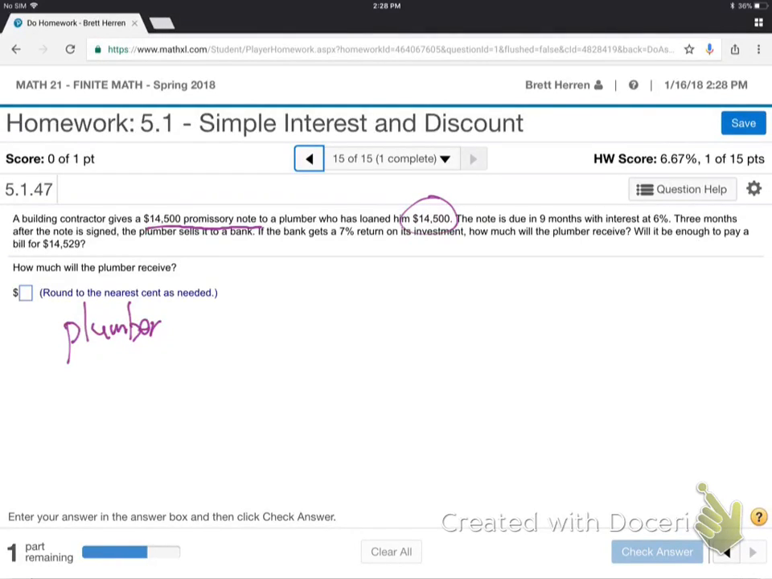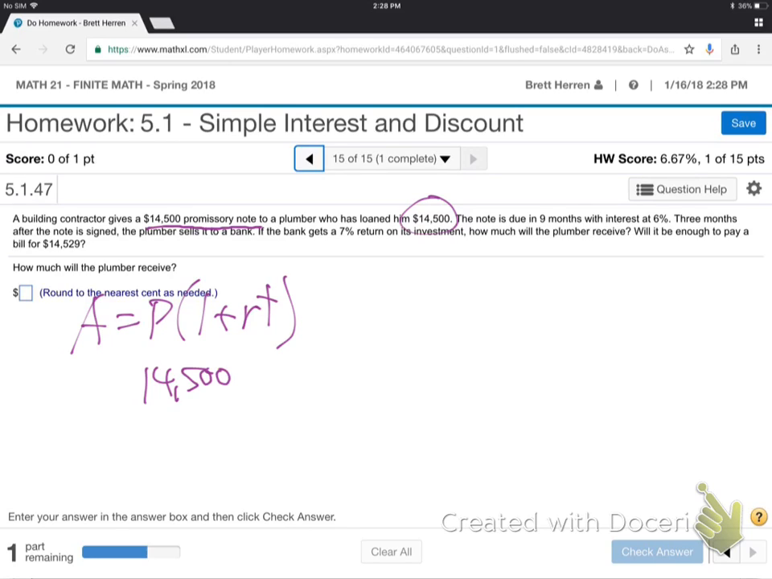So here we go. We're going to use the A equals P(1 plus RT) formula. So that means $14,500 is the principal. The plumber loans the building contractor $14,500. Really, that means he does work. What really happens in real life? A plumber does the plumbing, right? The general contractor hires the plumber to do his plumbing work. Well, the plumber does his work. He just did $14,500 in work.